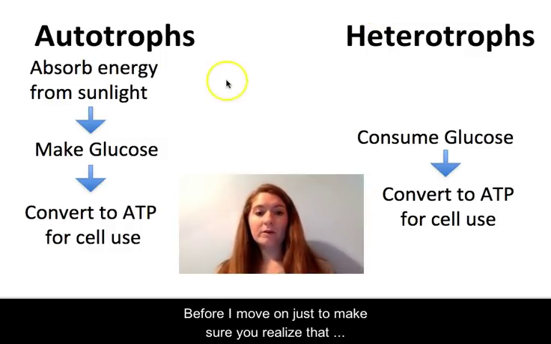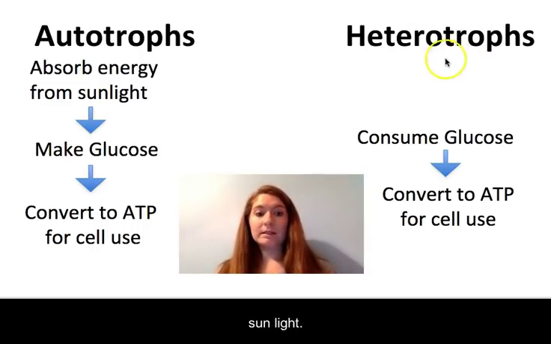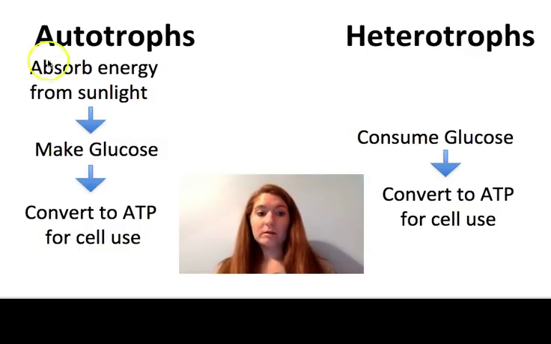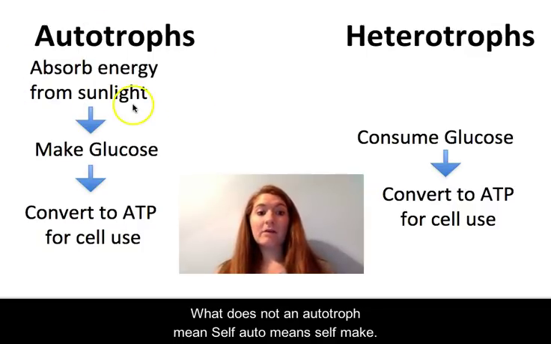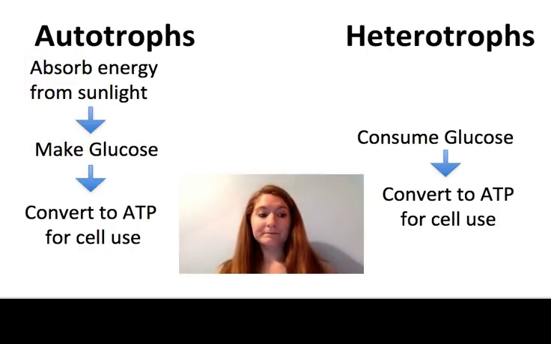So before I move on, just make sure you realize that heterotrophs completely skip the sunlight step. We do not need sunlight for our food making. We do not make our own food. So just know that autotroph means self. Auto means self, make. So they need to make their own food from the sun.